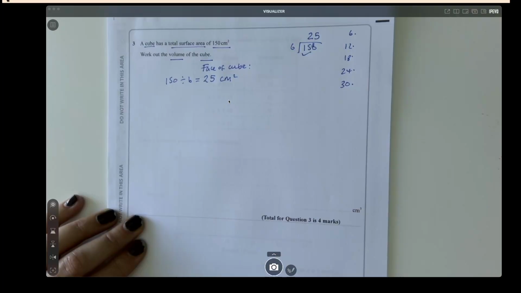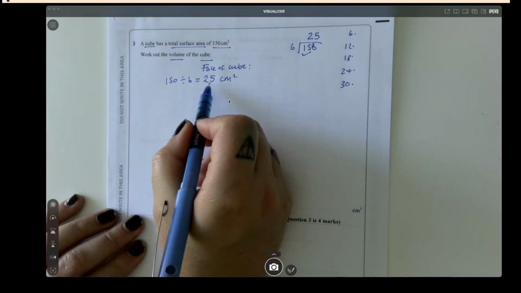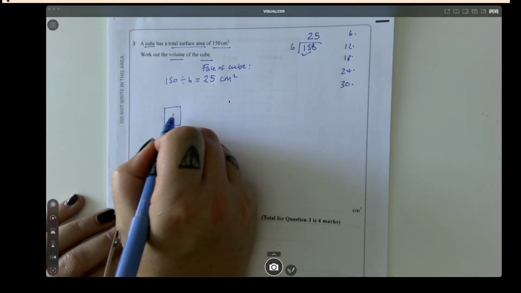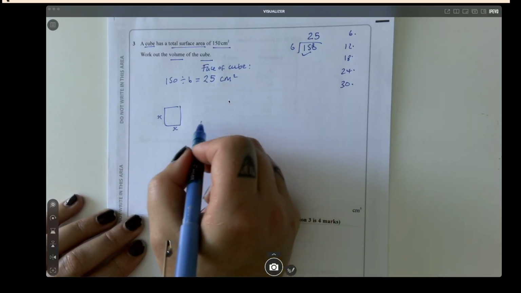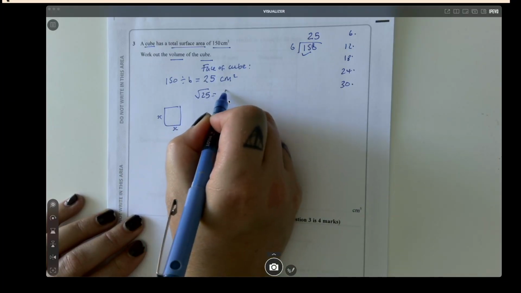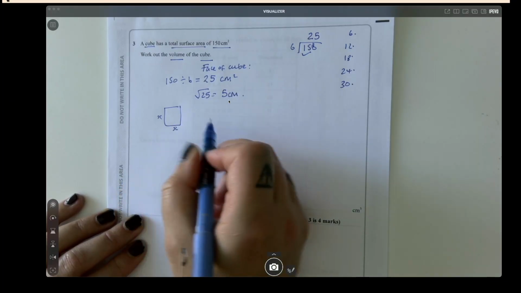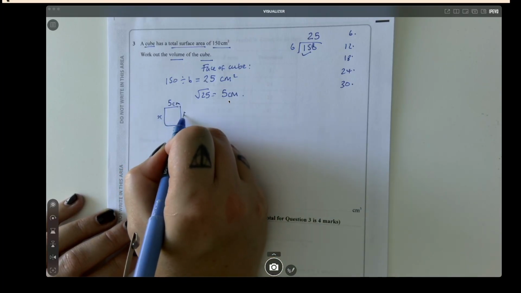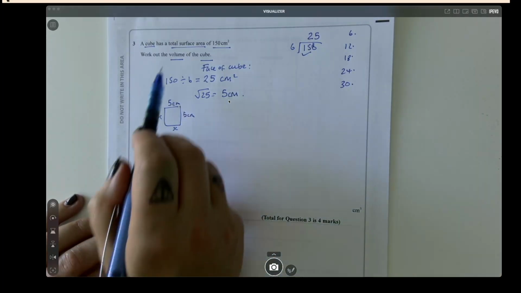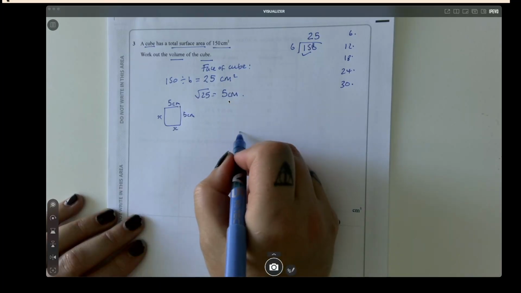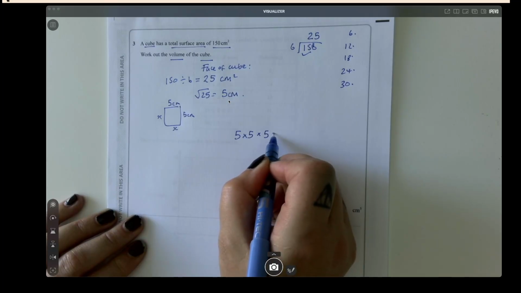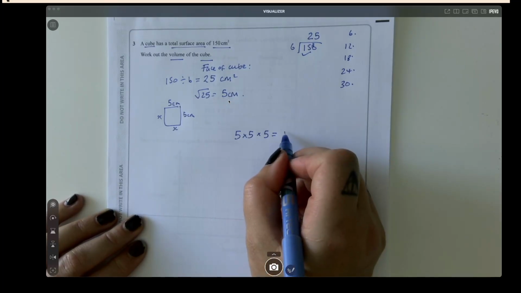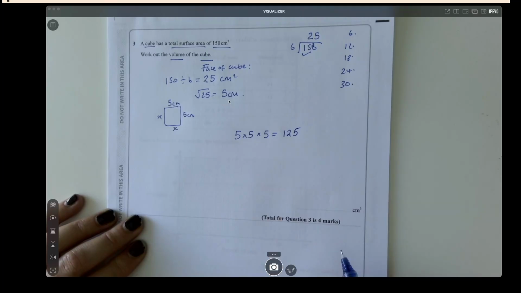Now the faces are squares, so I can find the side length because it would be x times x. We've multiplied the length by itself to get 25. So the square root of 25 is 5. So that tells me that each side of this square, or each edge of the cube, is 5 centimetres. So now I can find the volume because I would do the area of the face of the cube times by the depth of the cube, which is going to be 5. So 5 times 5 times 5 is 125 centimetres cubed.